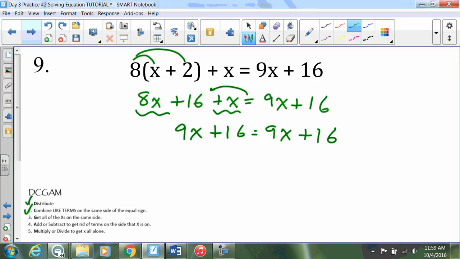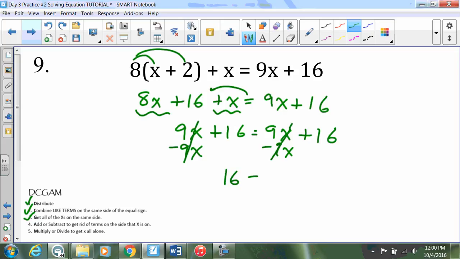All right. Yeah, you noticed that too, huh? 9x plus 16 equals 9x plus 16. It's looking pretty suspicious. Let's go ahead and do one last step, get all the x's on the same side. Let's go ahead and move this 9x over. But when we do it, we kind of knew this was going to happen. It's gone on both sides.